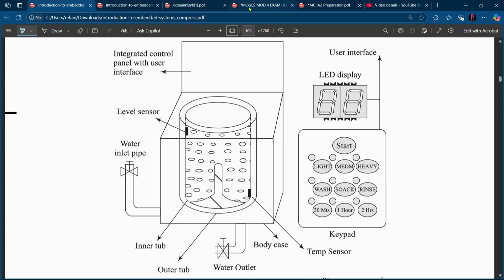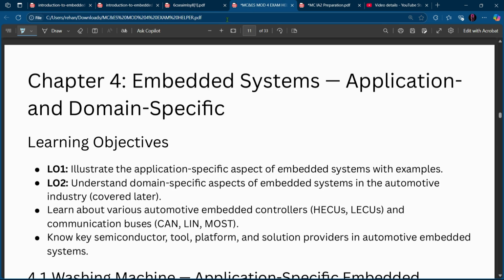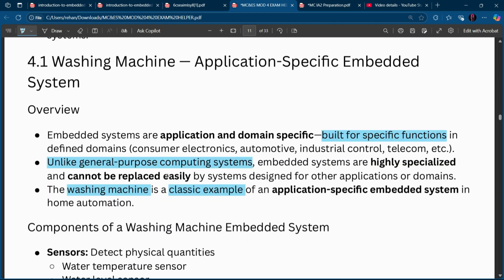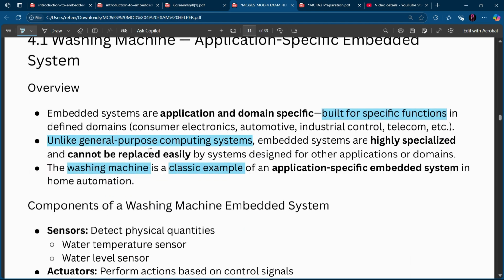You just have to remember the definition part. LO1 illustrates the application specific aspects of embedded systems with examples. LO2 is to understand domain specific aspects. Washing machine is an application specific embedded system. Unlike general purpose systems, embedded systems are highly specialized and cannot be replaced by such systems. They are designed for specific purposes or processes. Embedded systems are application and domain specific, built for specific functions in defined domains.